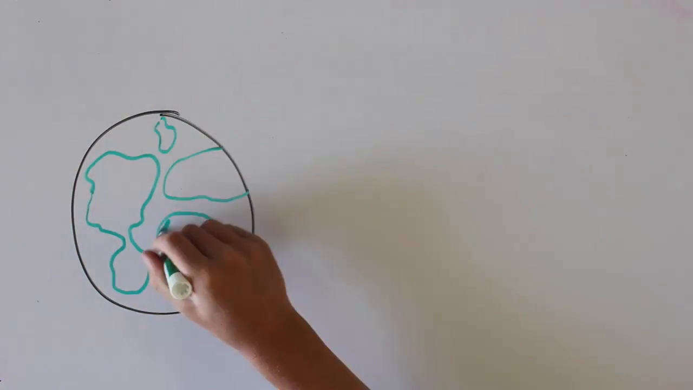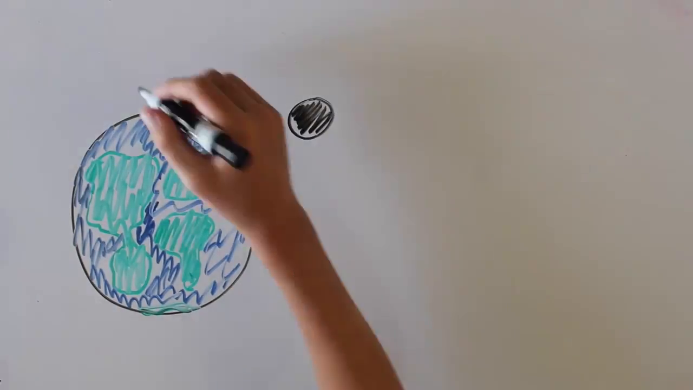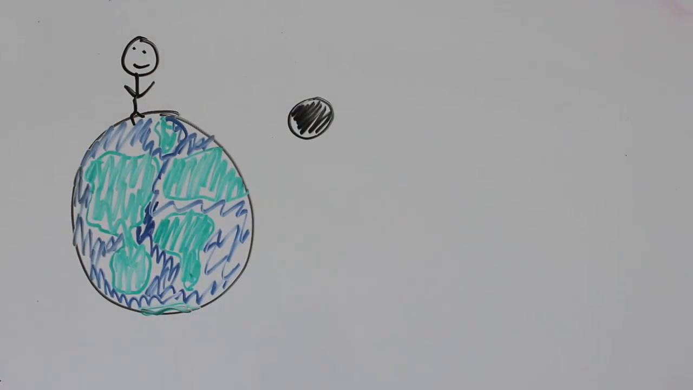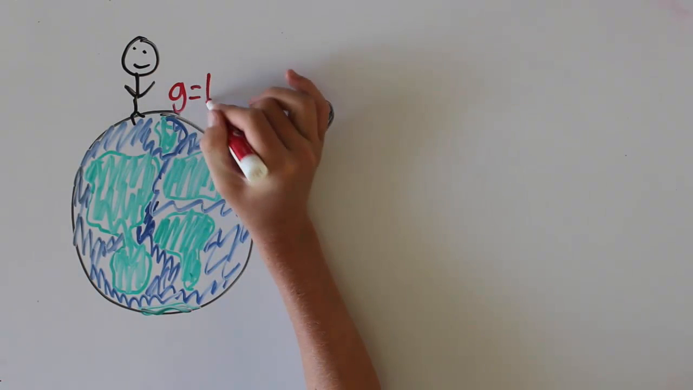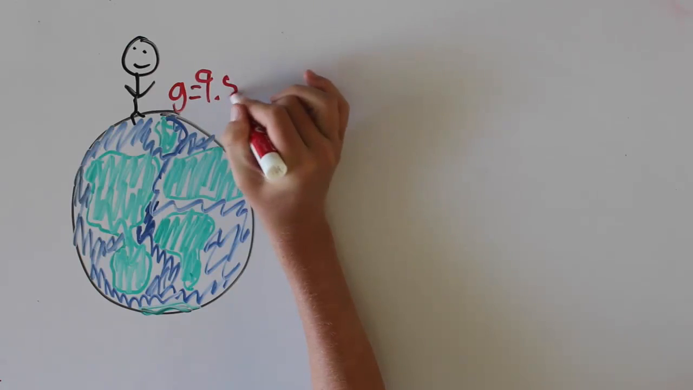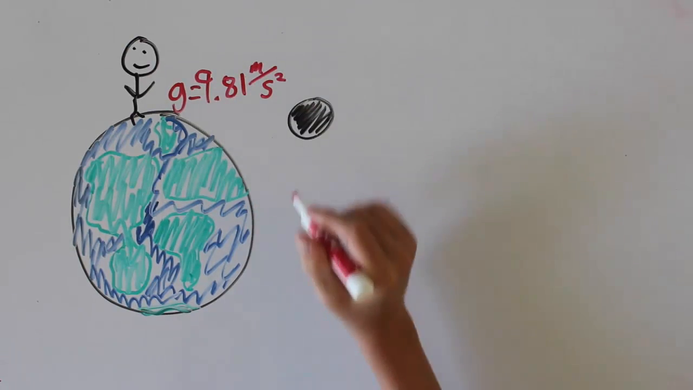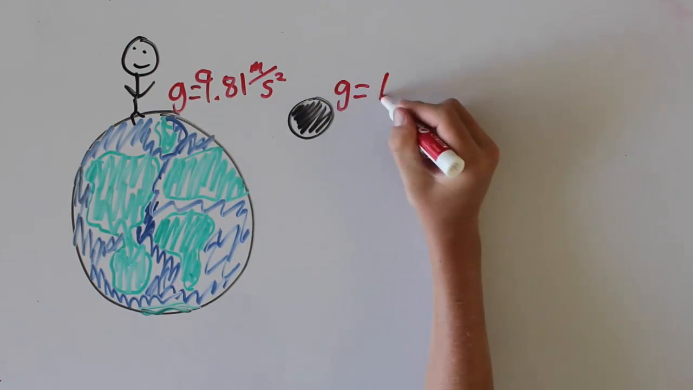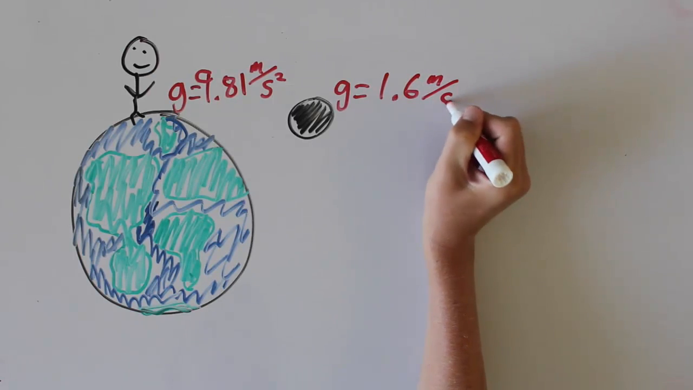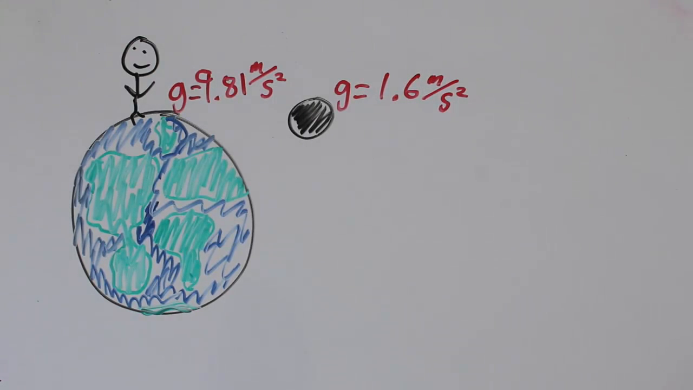But when I go to the moon, my mass doesn't change. I still have the same exact amount of stuff in me, don't I? True, but your weight does change. This is because weight depends on both mass and gravity. On Earth, gravity accelerates all objects at 9.81 meters per second squared. But the moon is a lot smaller than the Earth, so gravity only accelerates objects at 1.6 meters per second squared, 1/6 of the Earth's acceleration.